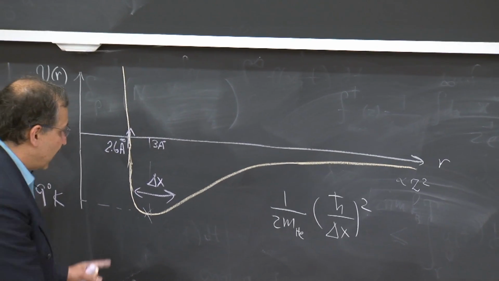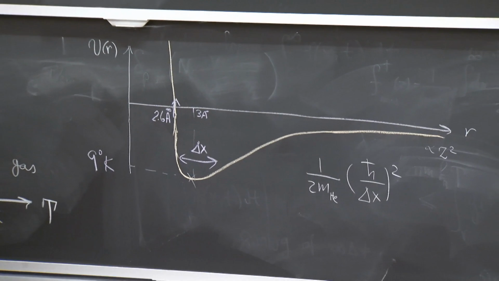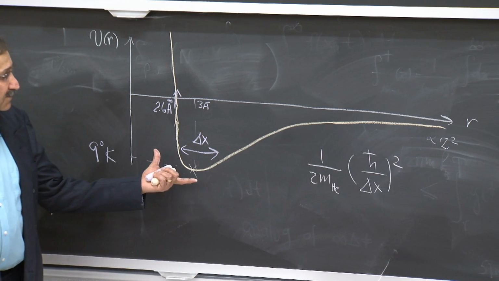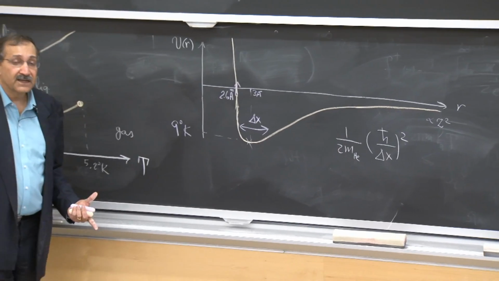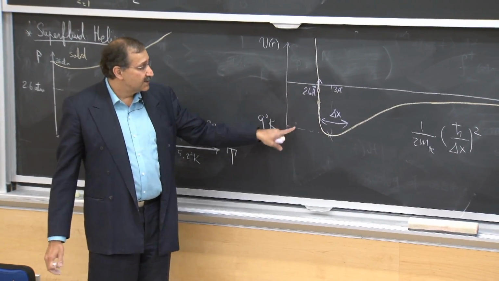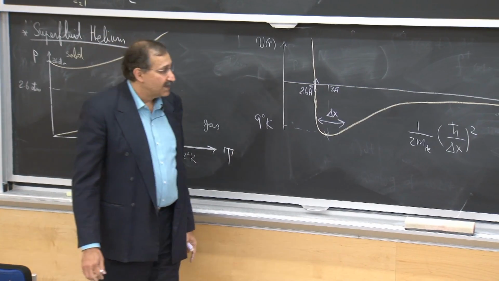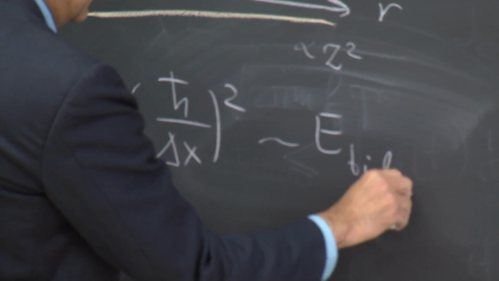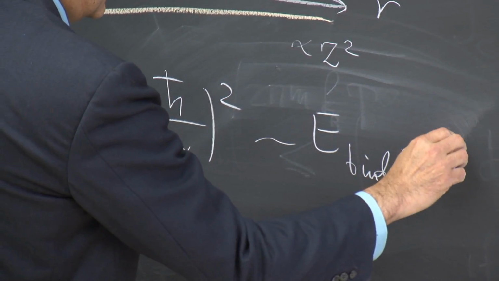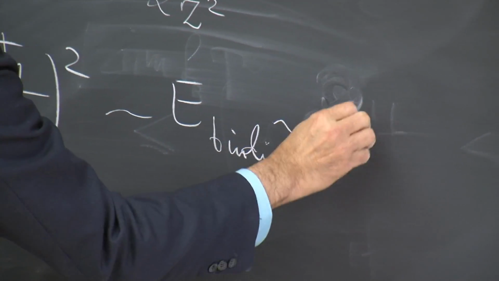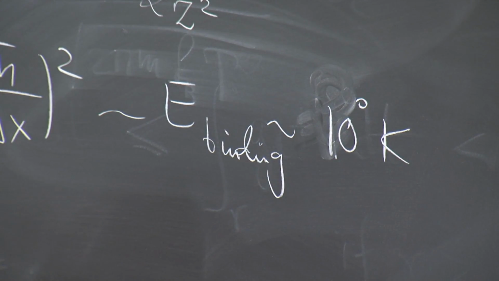And if I make the localization more precise, I have to pay a higher cost in kinetic energy. Well, presumably the scale of the energies that I can tolerate and still keep these things quantized, localized, is of the order of this binding energy, which is of the order of, as we said, 9 or 10 degrees Kelvin. Let's say 10 degrees Kelvin. Okay?